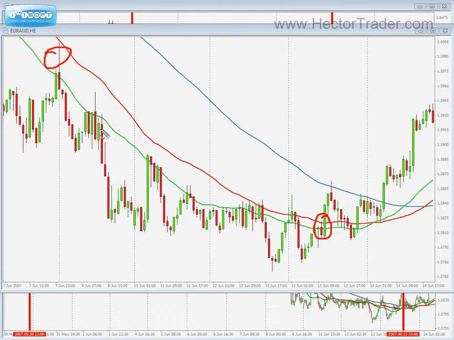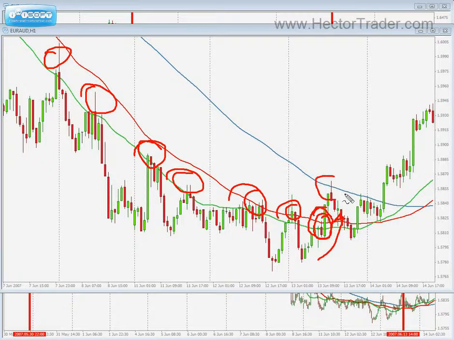Okay, they were working as resistance there. They worked as resistance there, and again, and again, and again, and again. But bang! They don't work as resistance anymore here. In fact, price breaches above the 100.